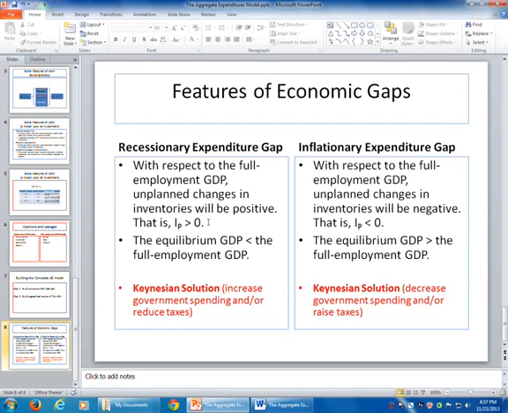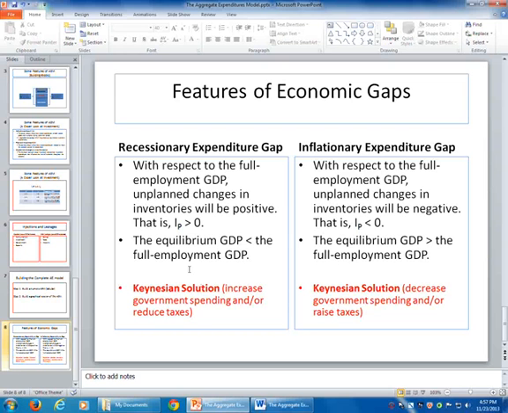You also will find, when you have a recessionary gap, that when you compare where the economy is currently in equilibrium, it's going to be less than full employment GDP. So the economy literally will be stuck somewhere less than its potential, which is full employment. And that makes sense as well, because a recession is a condition where the economy is not performing well, and it's definitely not performing up to its potential or full employment.